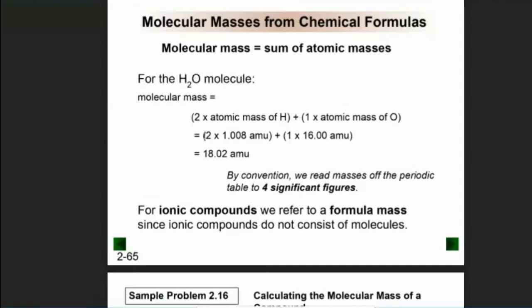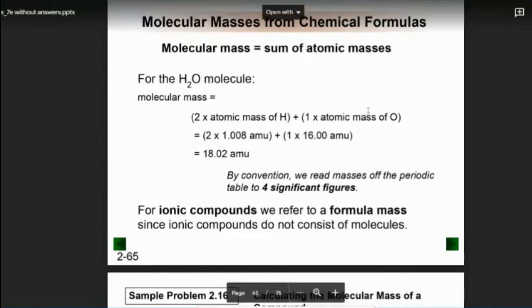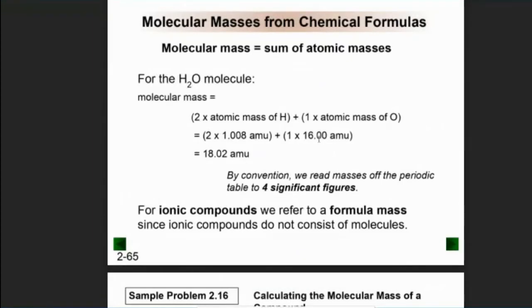We take that number, 2, we multiply 1 by the atomic mass, and that gives us the amount of mass of hydrogen in a water molecule. And then we do the same thing for the oxygen. There's only 1 atom here. It's 16 AMU. We end up with 16 and 2, we get 18 atomic mass units.